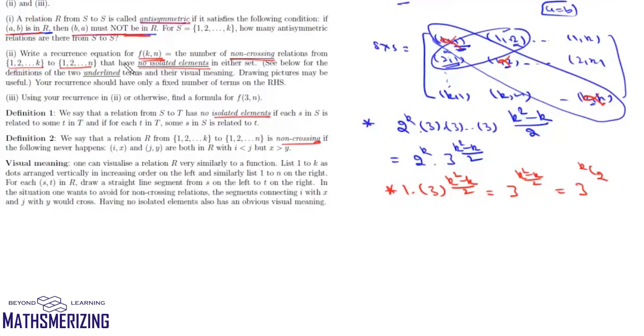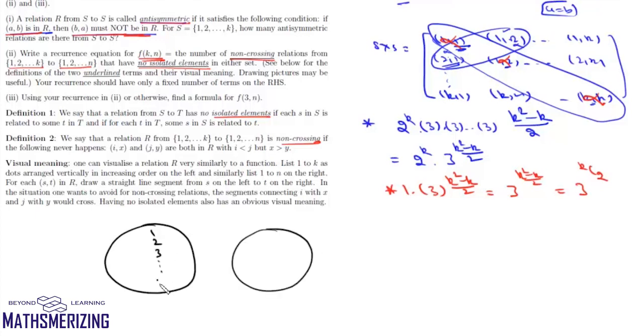Now here we need to write this recurrence equation for Fkn. So we have this set containing k elements 1, 2, 3 up to k, and then we have this set containing n elements. Now we need to find the number of non-crossing relations having no isolated elements from set k to n. So we need to find Fkn. Now we know that for this relation to be non-crossing with no isolated elements, this k must be mapped to n. Now what about k minus 1 and n minus 1?